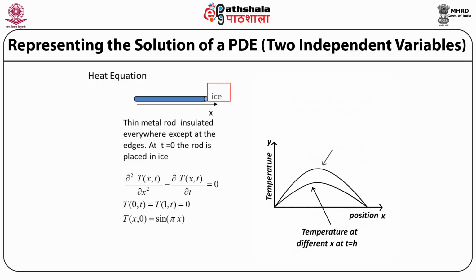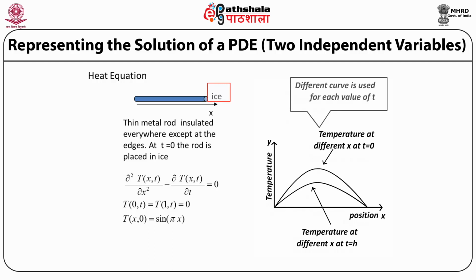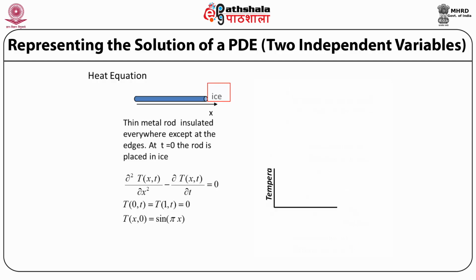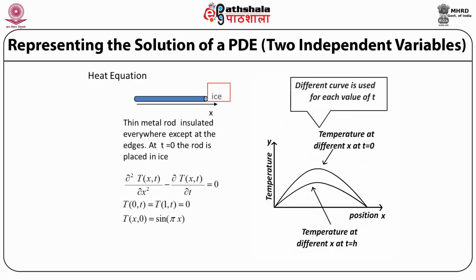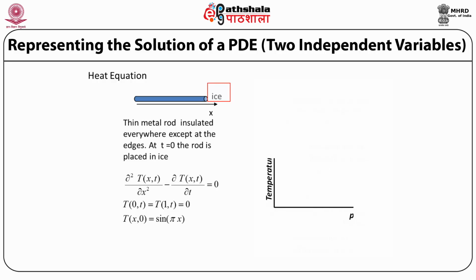So if you plot it as a graph, you can see the temperature at time t equal to 0 is higher, and slowly it starts decreasing. So you can see a smaller curve. At a higher time, let us say h, greater than 0, the temperature starts dropping. That's what we are seeing.